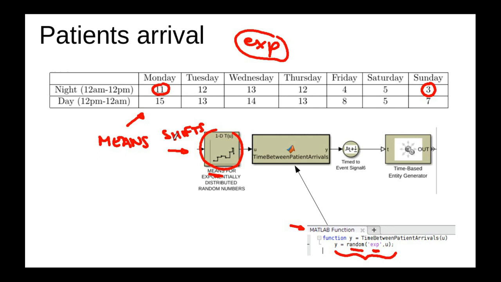Then depending on the shift, the number will be a different number from this table. And then here I have a MATLAB function. This MATLAB function takes the input, this U, as you can see here, and the output is a random number exponentially distributed with an input of U, depending on the mean. So this here is the mean value for this exponential.